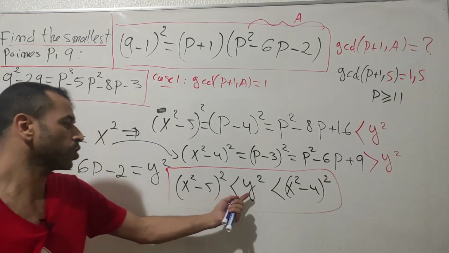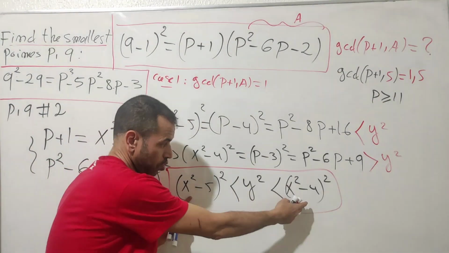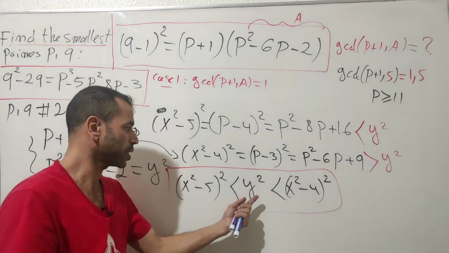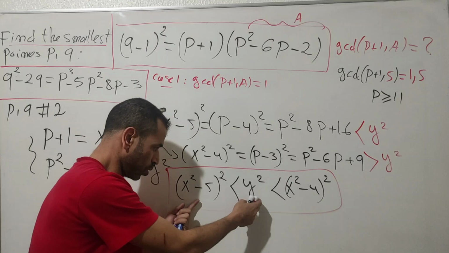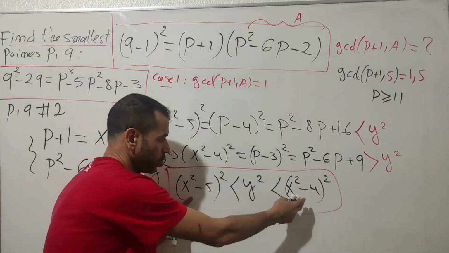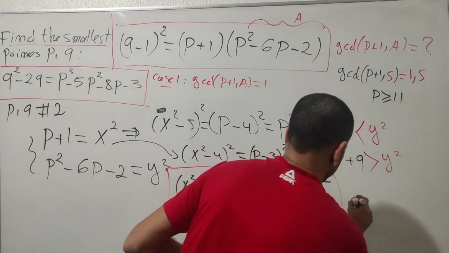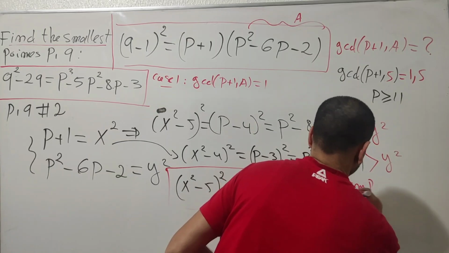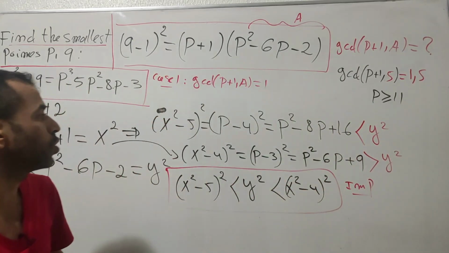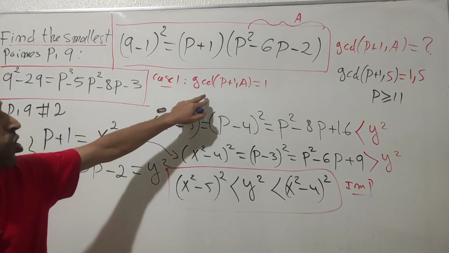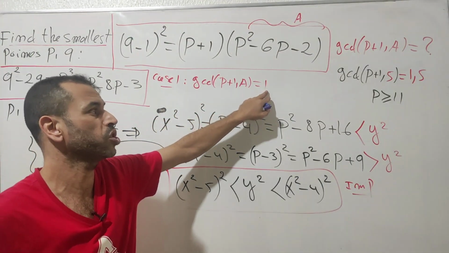We get a perfect square between two consecutive squares. It's impossible to have a perfect square between two consecutive squares. This is a contradiction. It's impossible. What have we contradicted? We have contradicted the GCD. The GCD of this one cannot be number 1, so it must be number 5.